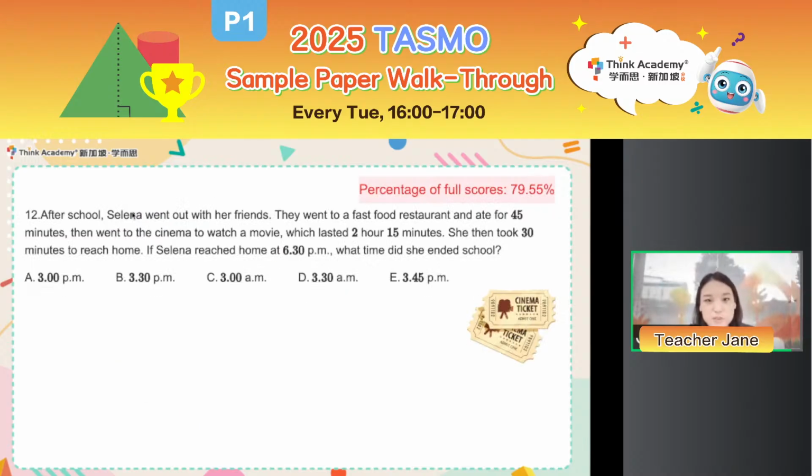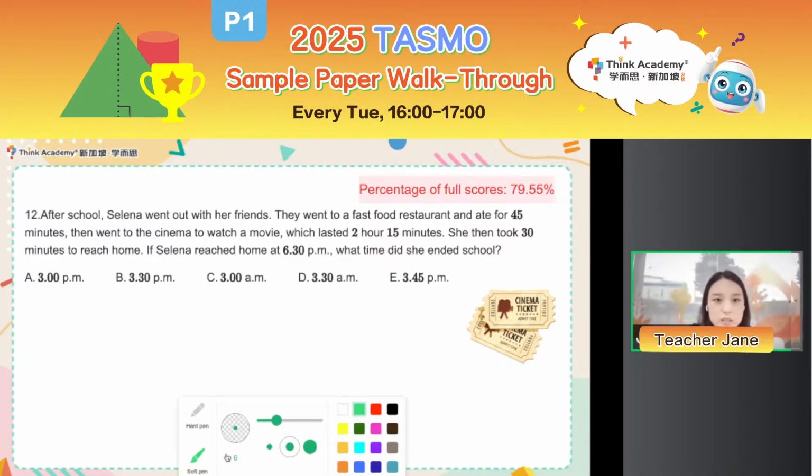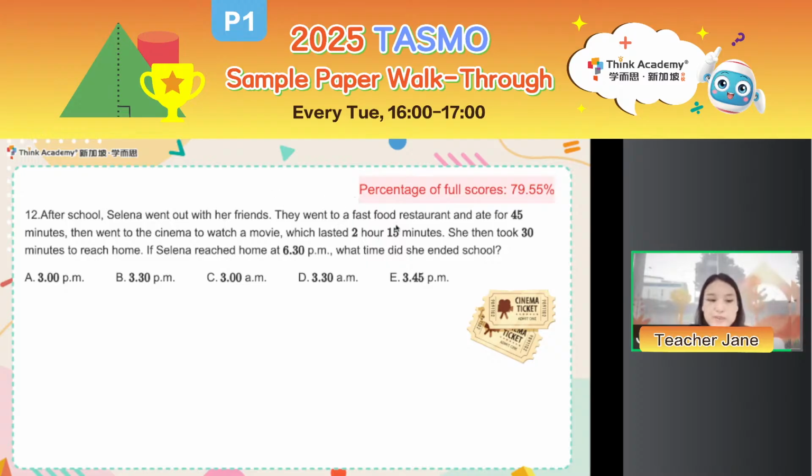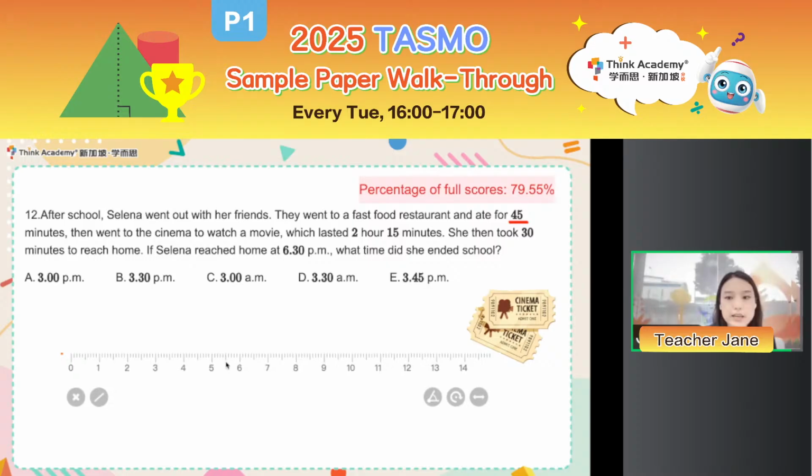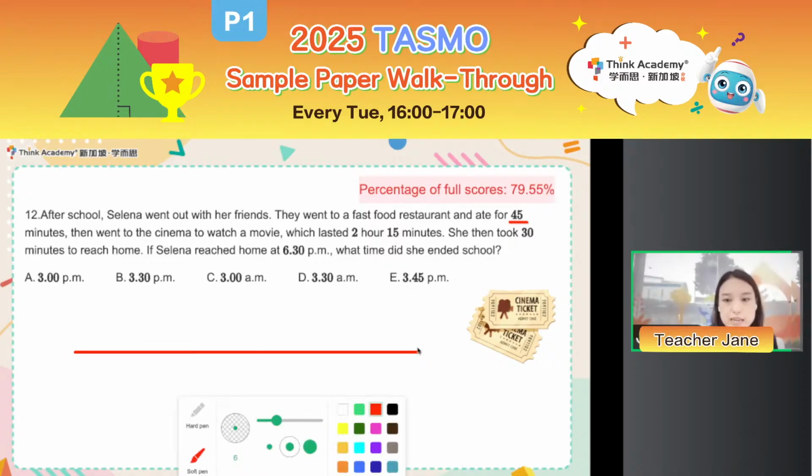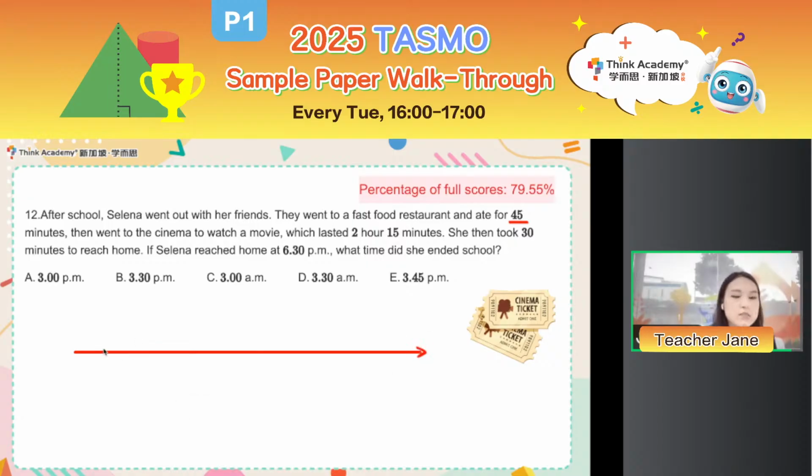Then this time, let's move on. As for the 12th question, we can see after school, Selena went out with her friends. They went to a fast food restaurant and ate for 45 minutes. Okay, so this time, because here we also get the timing, we can draw the timeline to help us, right? Everyone, you can also draw a timeline with Teacher Jane.